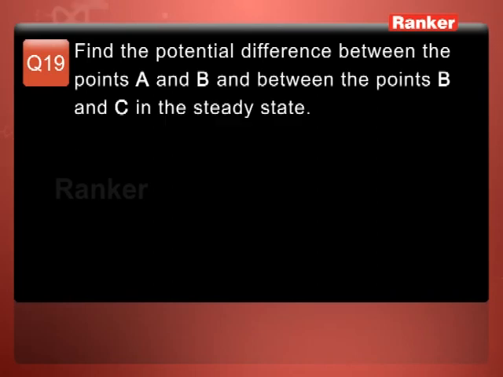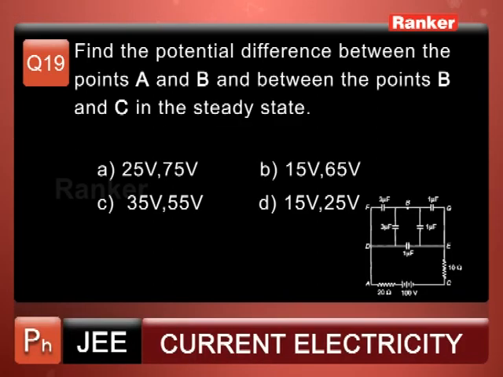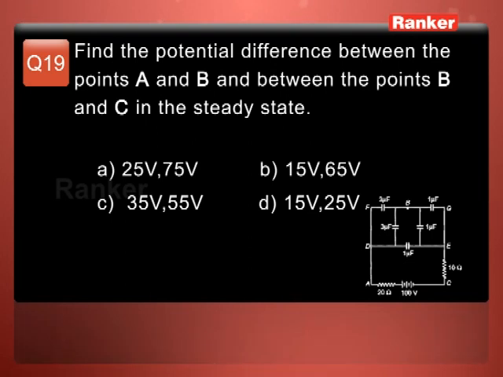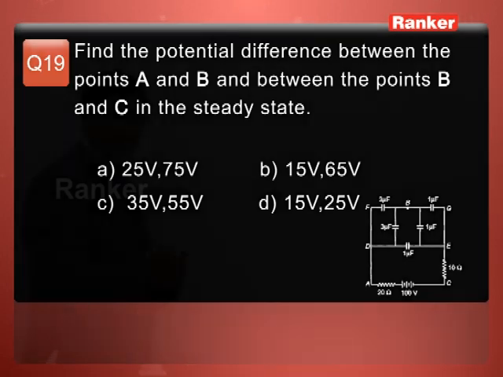That is problem number 19 for us. Find the potential difference between the points A and B and between the points B and C in steady state. That's what has been the question. He has mentioned a wonderful circuit over there. What is that circuit? Let me draw that one first.